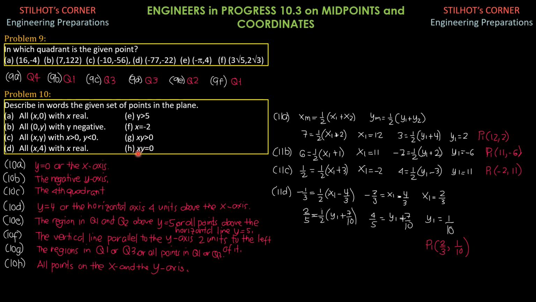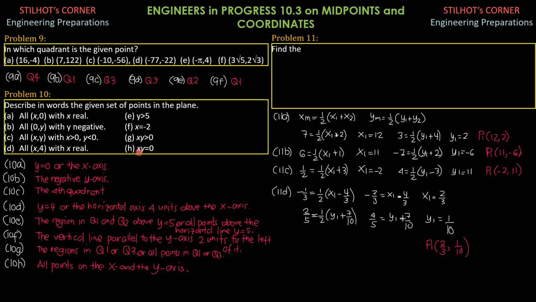Again, on the x-axis, y is 0. It is represented by this. All points on the x-axis, y is 0. And on the y-axis, which is represented by x equals 0, all points on the y-axis, x is 0. So all points on the x and the y-axis, that would be the best description of this equation.